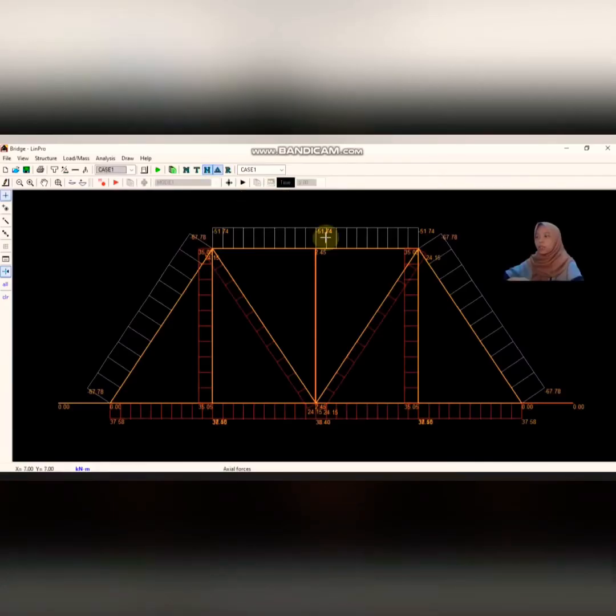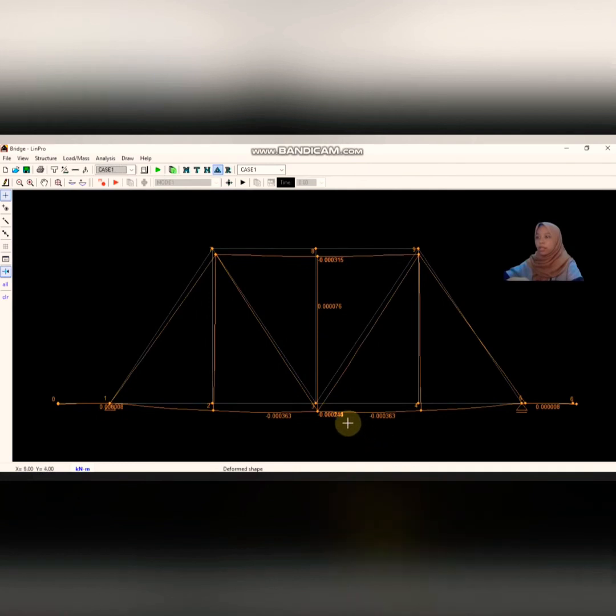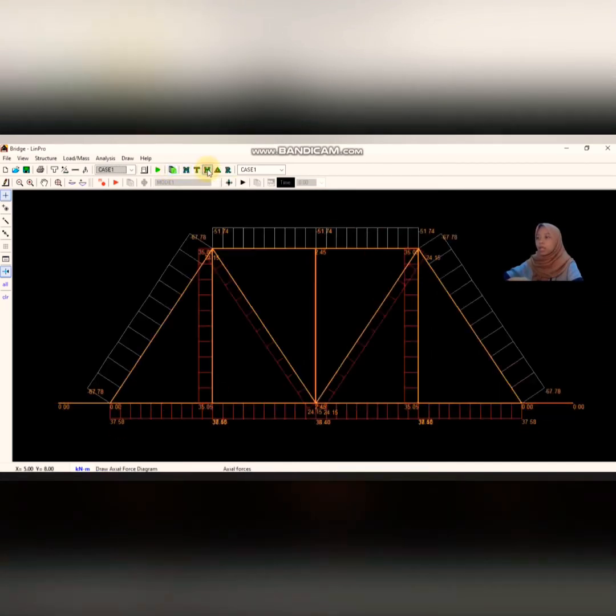To determine the deflection line, we can see the result of the deflection at the center span of the bridge was found to be negative 0.000240. As a result, the internal forces shown here at each member, the red color is known as tension and the other color is known as compression.